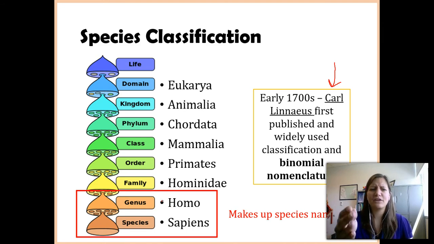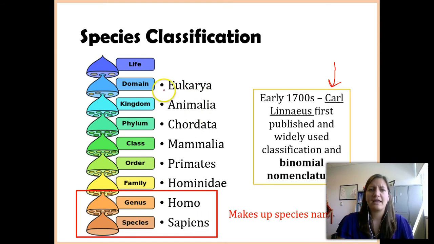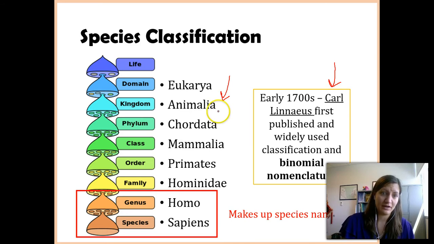It's very important that you know this classification, not of humans per se, but of this. So life, not really a classification. Domain. So domain is the largest classification. This contains the most number of organisms. In the case of humans, we're in Eukarya. But again, this you don't need to know. I'm not going to ask you what kingdom are we in or what order are we in.